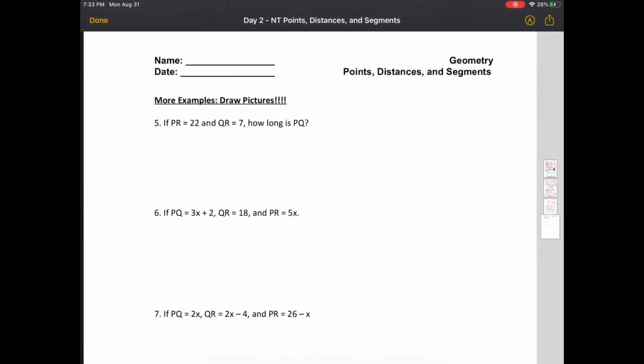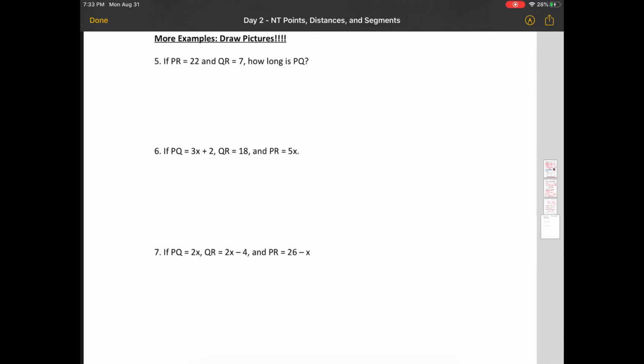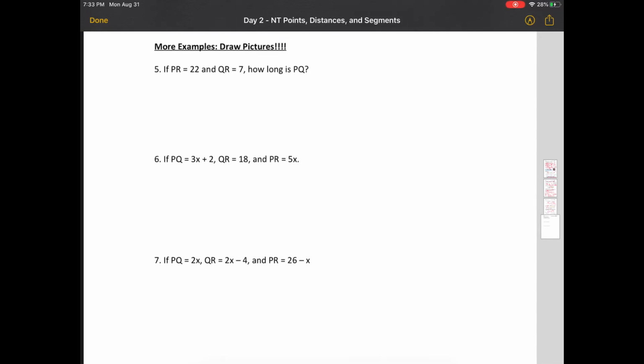So now we might have to draw our own pictures here and give ourselves an idea. So you might be faced with a word problem where you're not given a segment, you have to draw it yourself. So if we have PR equals 22, so P to R, so we have some line segment like this, is 22. And then from Q to R, so some point in between, obviously, because it's smaller than 24, is 7.